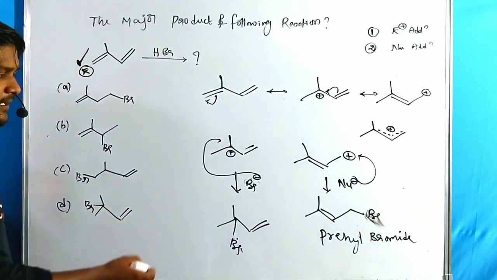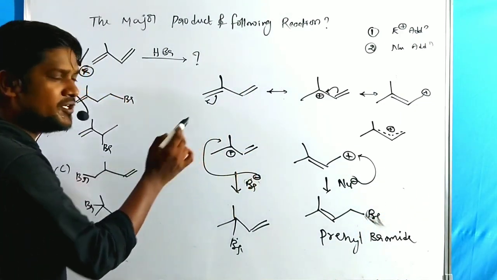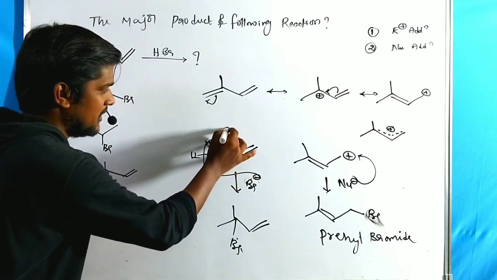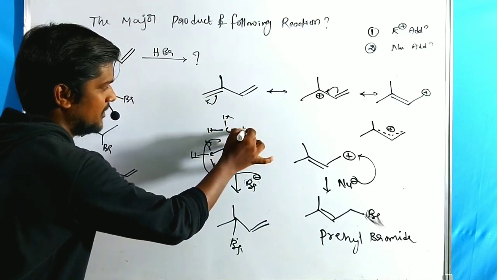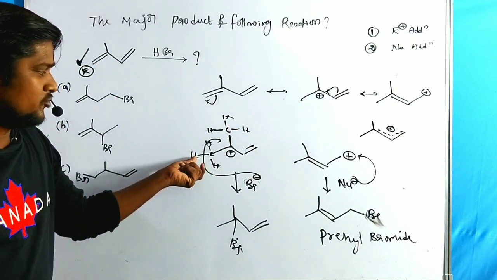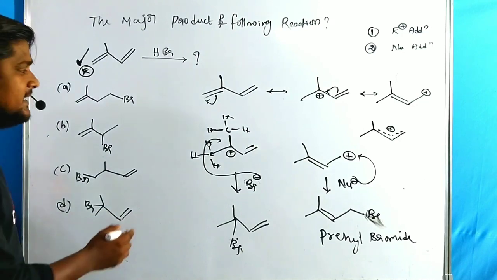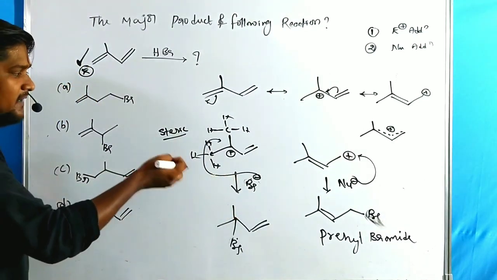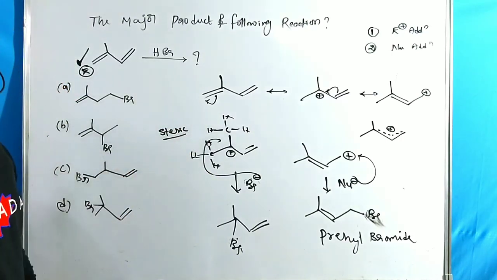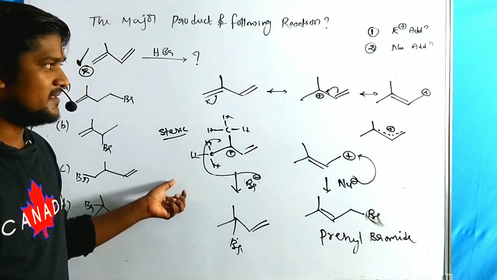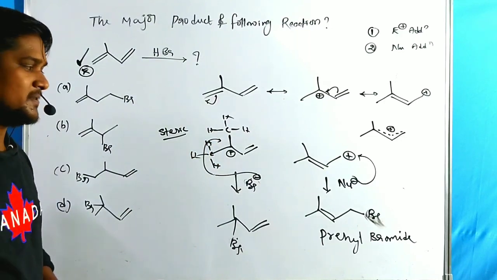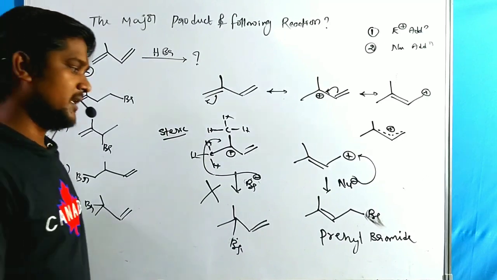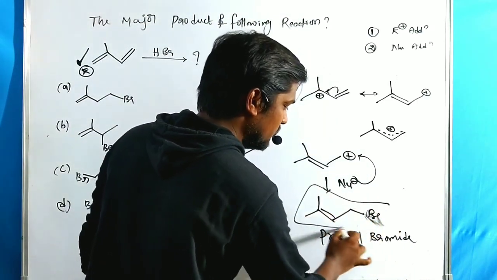Now in case of the nucleophilic attack on the tertiary carbocation, here it is CH3 with hydrogens. Here the two methyl groups are sterically crowded. So the nucleophilic attack is hindered by the steric crowding of two methyl groups. That's why this nucleophilic attack is not favored. Now the possibility of attack is only like this.